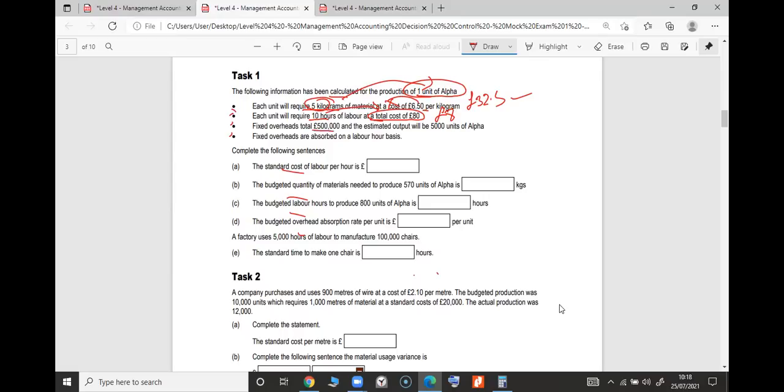Fixed overhead 500,000 and estimated output will be 5,000 units. Now, if you meant to do the overhead absorption rate on the basis of units, you can do this divided by 5,000, can't you? So what do you get here? 100, do you? Yes, 100. I'm just doing it. Fixed overheads are absorbed on a labor hour basis. So they said a labor hour basis. Okay, that is not even a problem. We will see. Let's keep going.